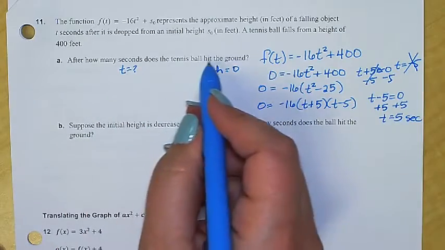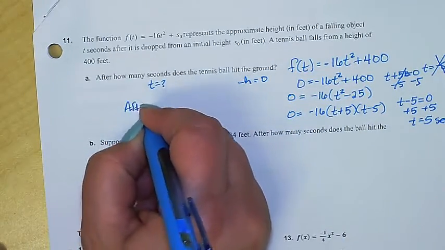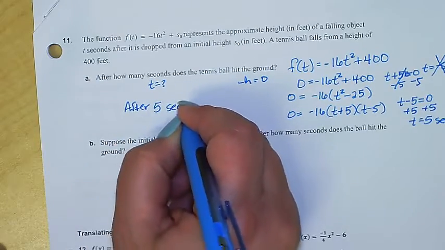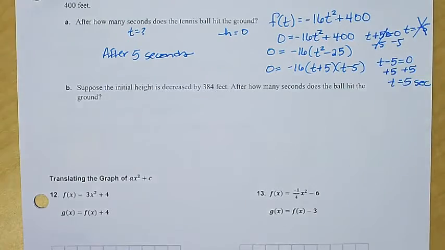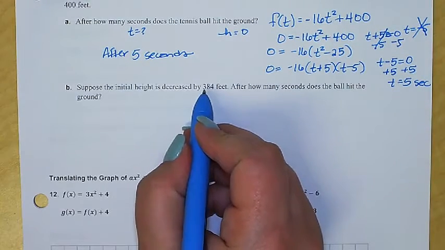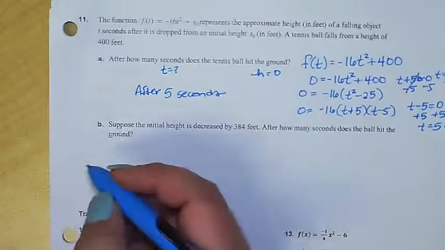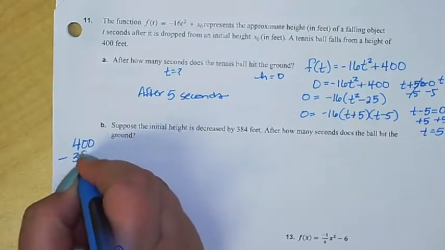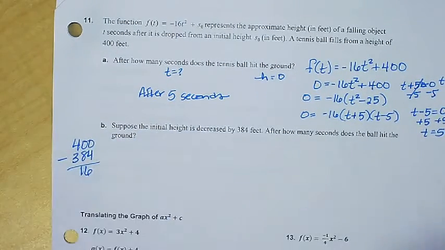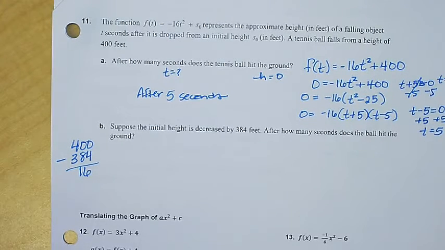So how many seconds does a tennis ball take to hit the ground? The tennis ball hits the ground after 5 seconds. Okay. What about this one? It says, suppose the initial height is decreased by 384 feet. So that initial height, that 400, is decreased by 384 feet. So that leaves us at 16 feet. After how many seconds will the ball hit now?